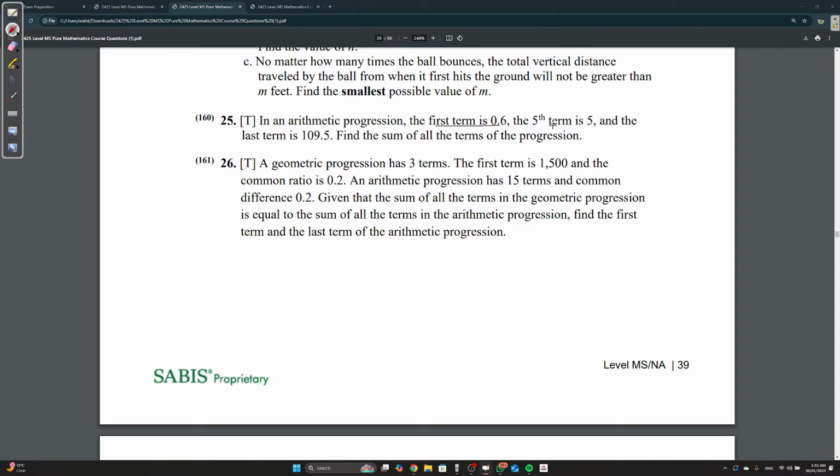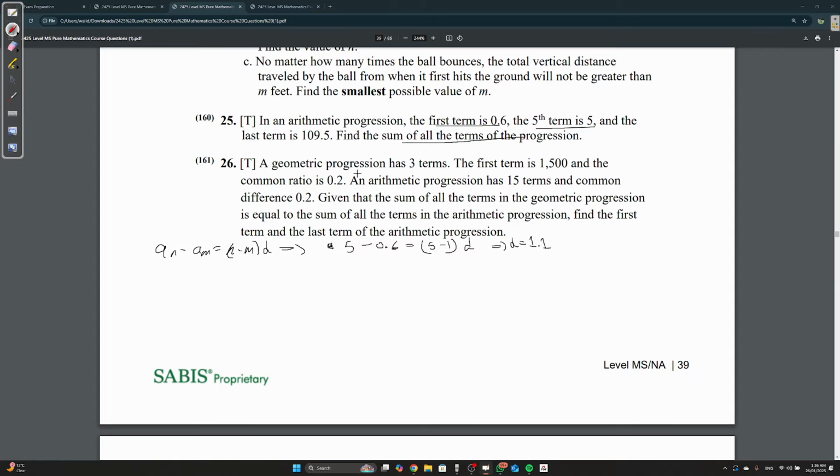So we have the first term is 0.6, the fifth term is 5. Let's do an minus am equals n minus m times d. You always use this to find the constant difference given any two terms, right? So an minus am, so a5, which is 5, minus a1, which is 0.6, is equal to n minus m d, so 5 minus 1 times d. So you're going to get 4.4 equals 4d, so d is equal to 1.1. We now know the difference.